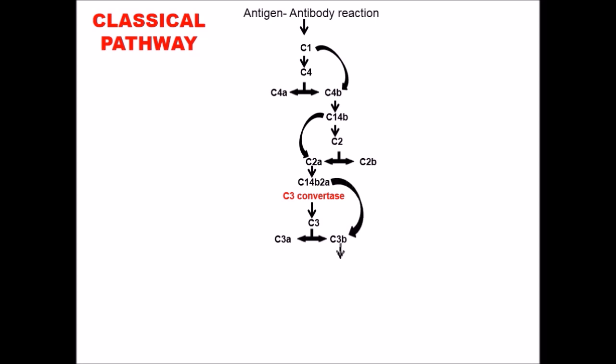This C3B combines with C3 convertase and forms another complex, C14B2A3B, which is nothing other than C5 convertase. This C5 convertase converts C5 into two molecules, C5A and C5B. C5B molecule is a larger molecule and it combines with other proteins like C6, C7, C8, C9 and forms a complex C5, 6, 7, 8, 9. This is nothing other than the membrane attack complex.